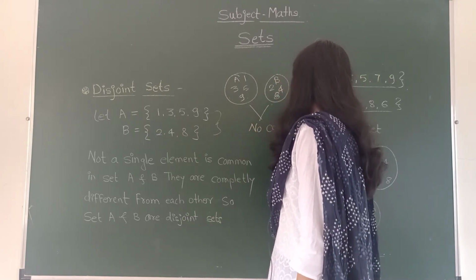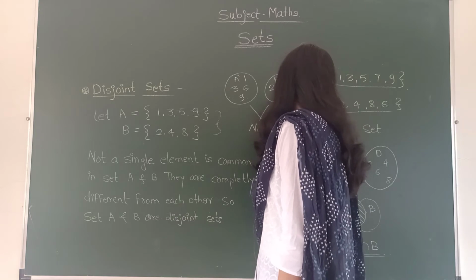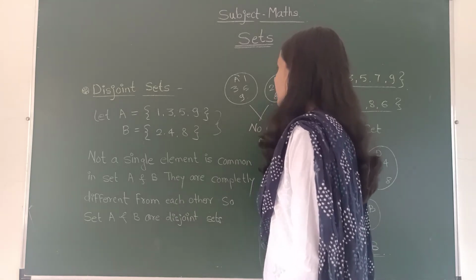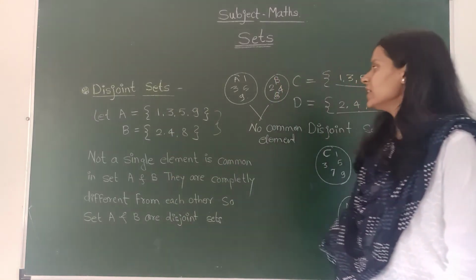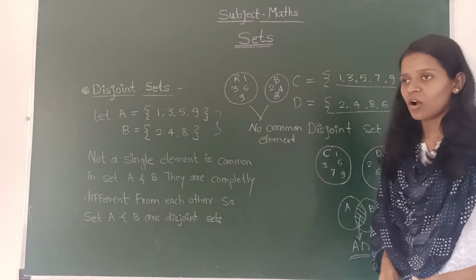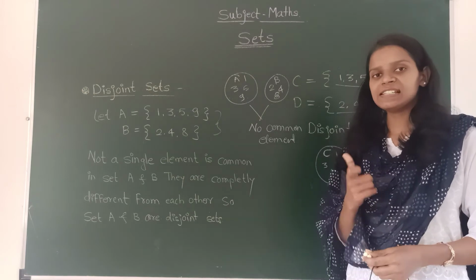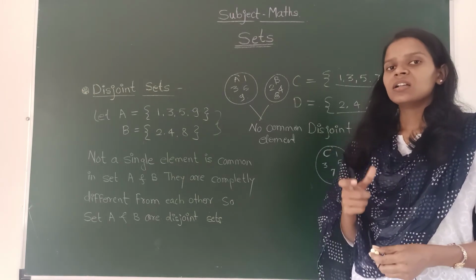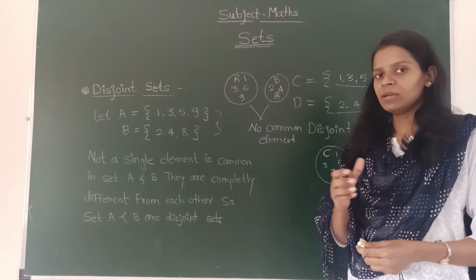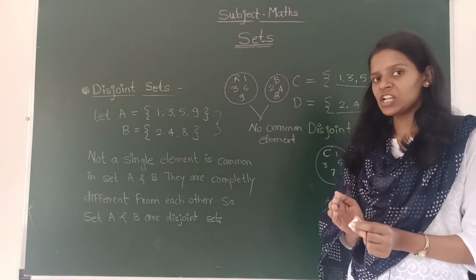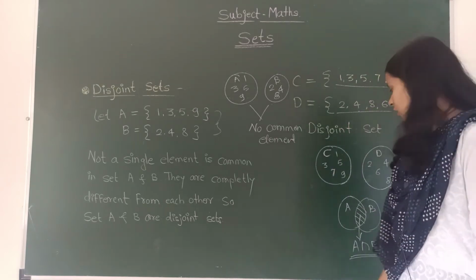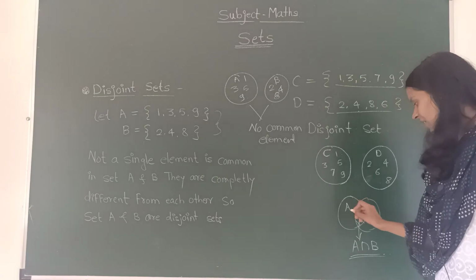Okay, therefore such type of set is called disjoint sets. Got it? We are learning operations on sets. In that we have learned the first point, which is intersection of sets. The elements which are common between two sets, the set of such elements is called the intersection of sets, and we denote it by a Venn diagram.